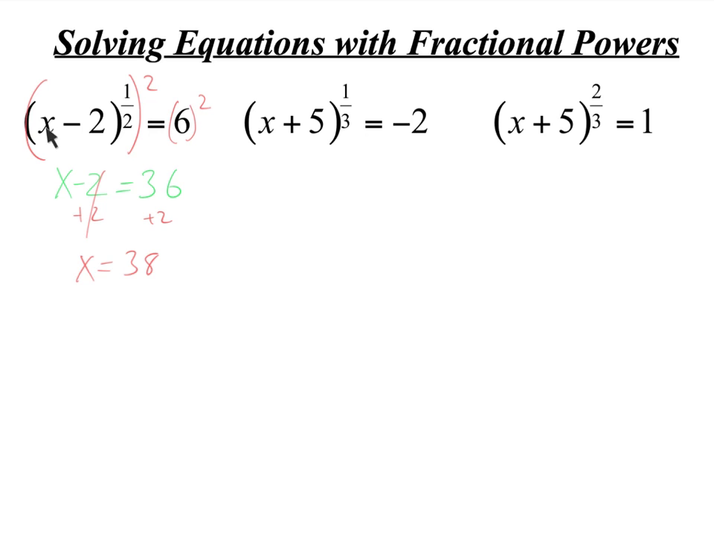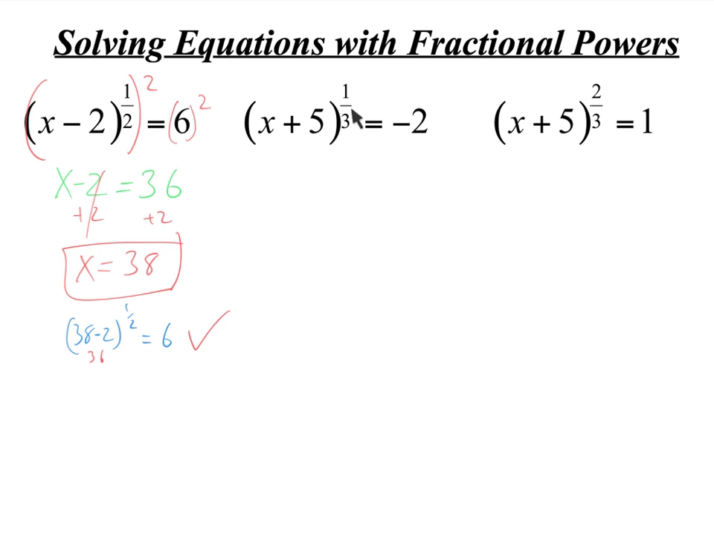Let's mentally check. What's 38 minus 2? Does 38 minus 2 to the 1/2 equal 6? Yeah, that's 36. Isn't that a square root? Square root of 36 is 6. We're good. So 38 is actually our answer.